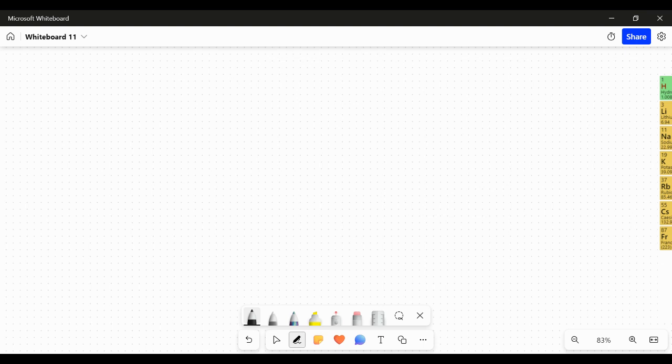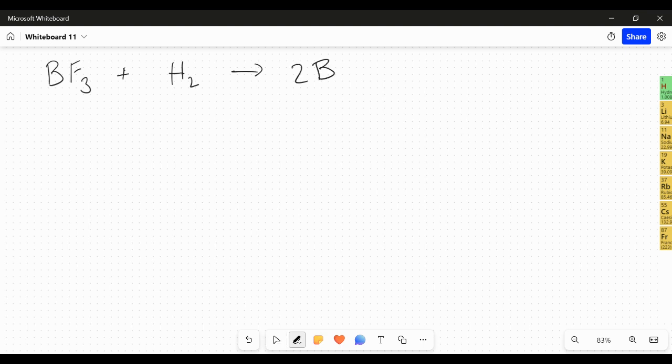But let's make it a little bit more complicated this time. Okay, because what happens if I don't have a balanced chemical equation? Let's say I have something like BF3 plus H2 becomes 2B plus HF. Okay, so let's balance this. Okay, because mole ratio only works if you have a balanced chemical equation.